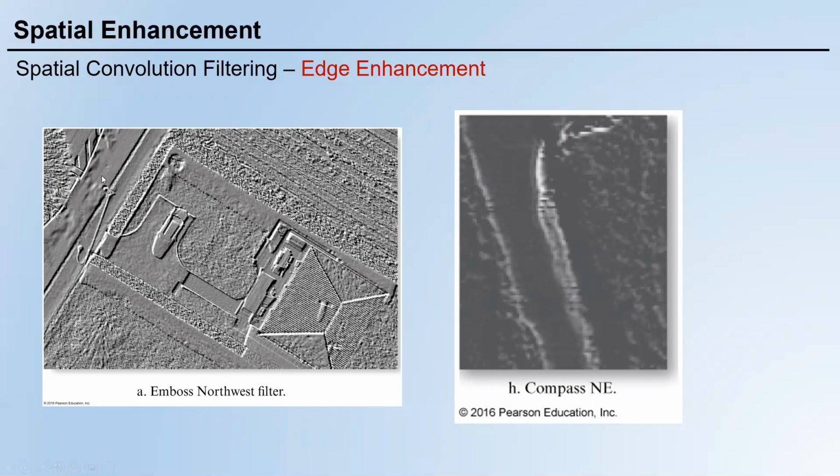This 3D impression was created by this emboss northwest filter, and this filter is not based on the actual elevation of each pixel. It's based on each pixel's brightness value. So this seemingly 3D effect is not based on the different elevation values of those pixels. It's based on their brightness values. So don't get fooled by this image. It's not a real 3D image based on elevation.